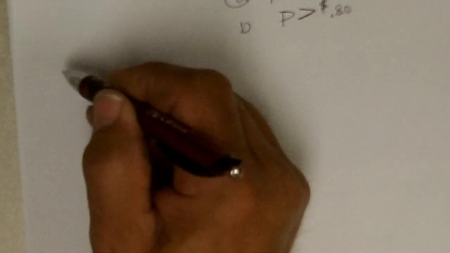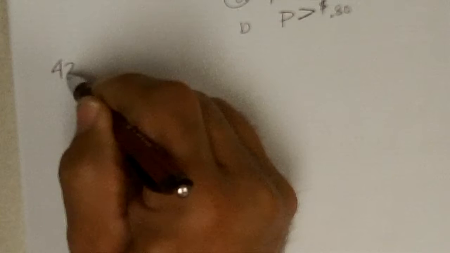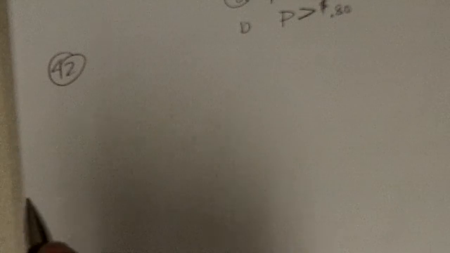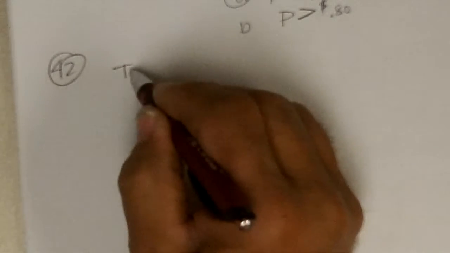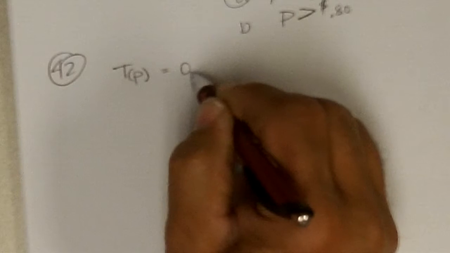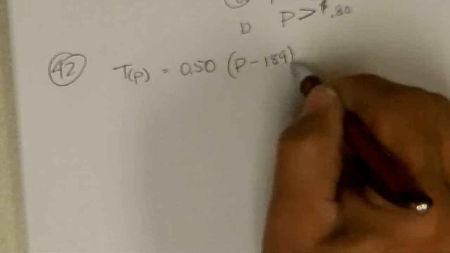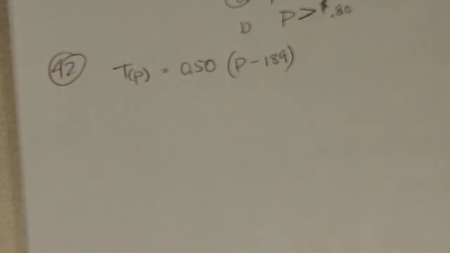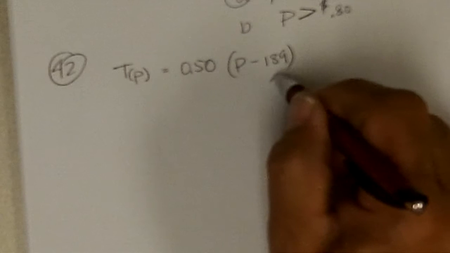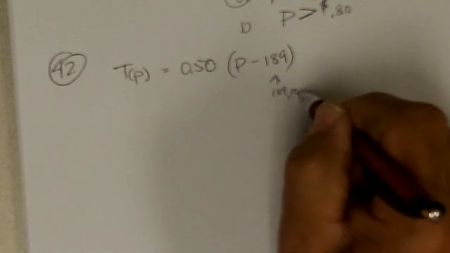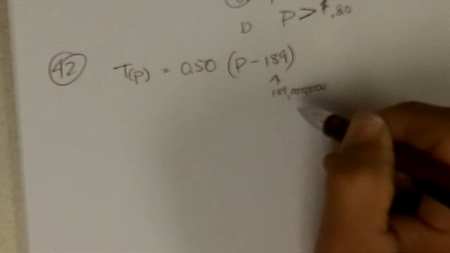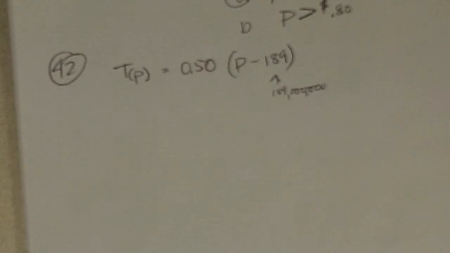Okay, next is, and we're almost done here, 42. Luxury tax on Major League Baseball. T of P is 0.50 times P minus 189. This is standing for 189 million. If they had more than that, then they had to pay luxury tax.